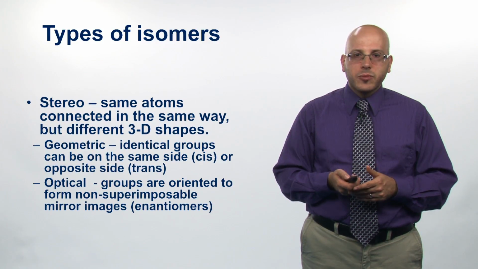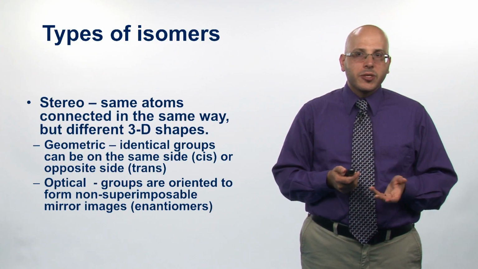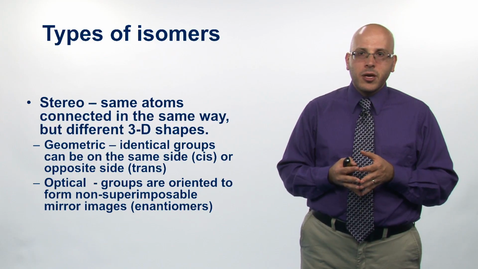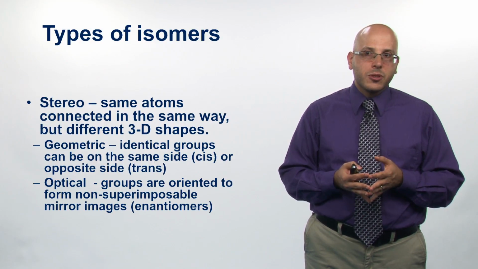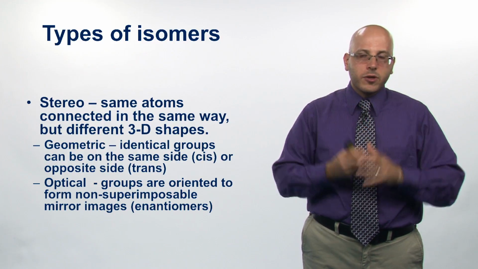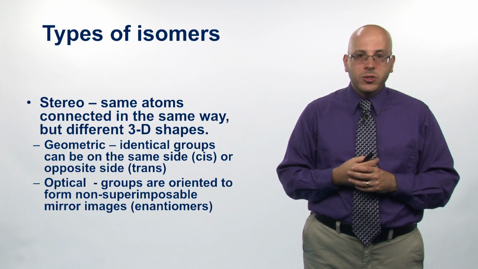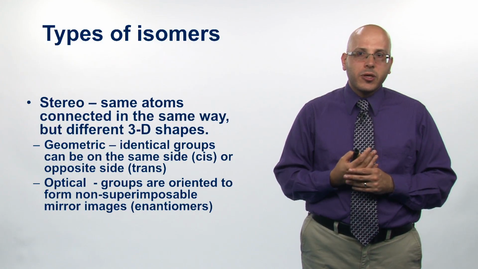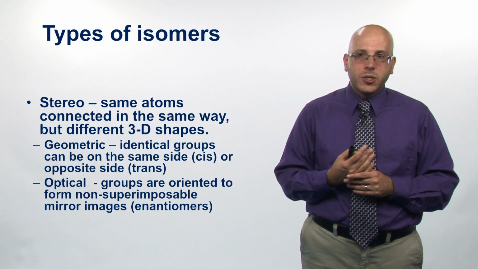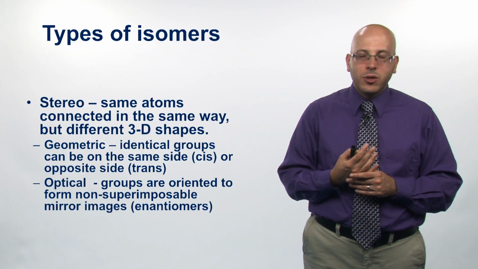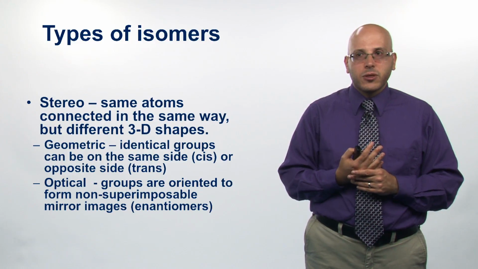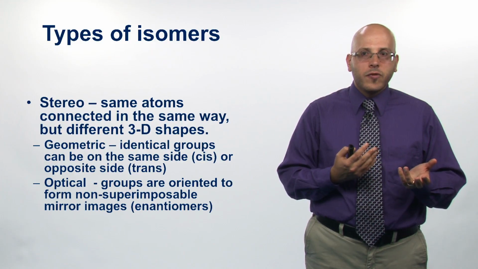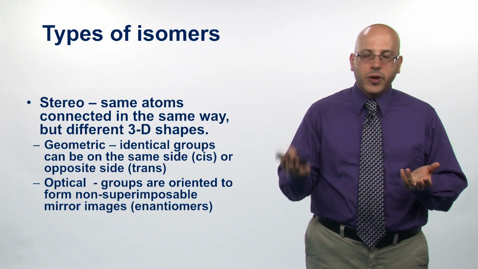Another type of isomer is something called a stereoisomer. Stereoisomers have the same atoms that are connected in the same way, but they have different 3D shapes. In 3D space, they look a little different. So you can have geometric isomers, or you can have optical isomers. Geometric isomers have the same groups that can be on the same side of each other or on opposite sides of each other. If they're on the same side of each other, it's called cis, CIS. If they're on opposite sides, they're called trans.